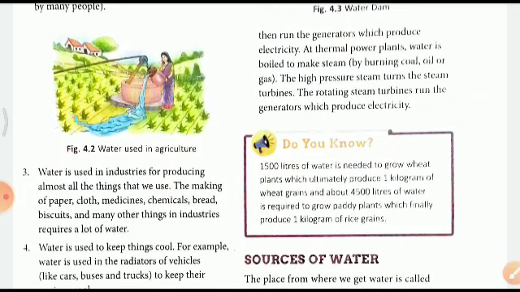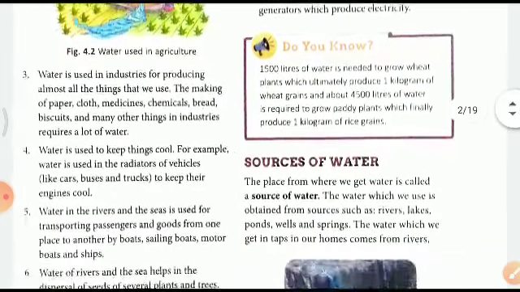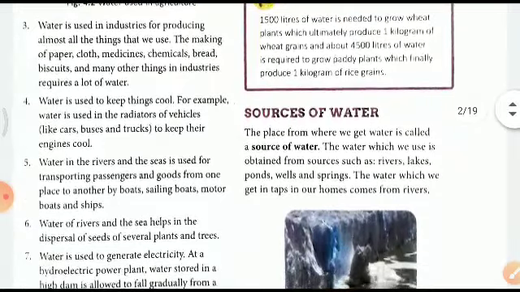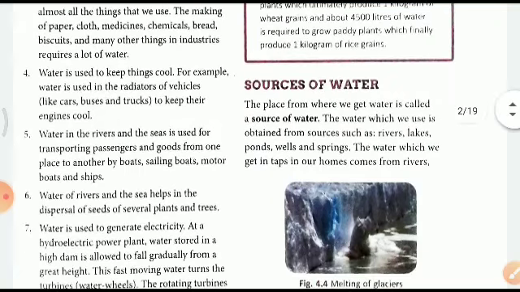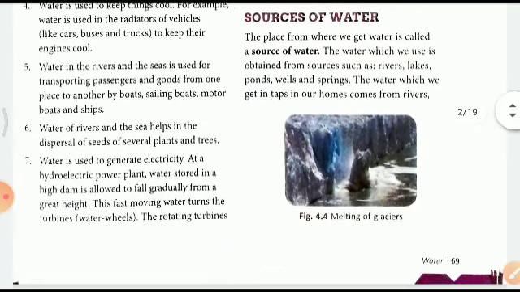Water is used in industries for producing almost all things that we use. The making of paper, cloth, medicines, chemicals, breads, biscuits, and many things in industries require a lot of water. Water is used to keep things cool. For example, water is used in radiators of vehicles like cars, buses, and trucks to keep their engines cool. Water in the river and in the sea is used for transport of passengers and goods from one place to the other. Water of river and the sea helps in the dispersal of seeds. Water is used to generate electricity at a hydroelectric power plant.